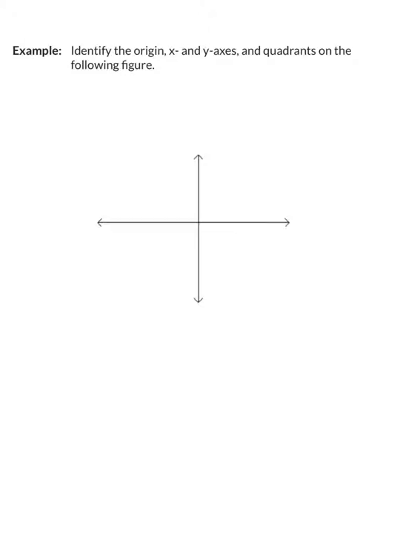So let's go ahead and identify these key features on this particular figure. So the first thing we want is the origin. Remember that the origin is where these two lines intersect. And so our origin is right in the very middle. Our x-axis is the one that runs side to side. Our y-axis is the one that runs up and down.